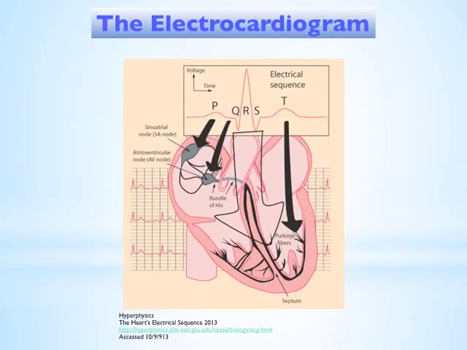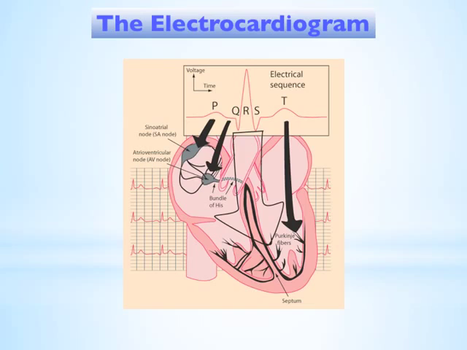Now we just explore those electrical signals in a little bit more detail. If you put some nodes on a chest wall, you can record these signals. This is an electrocardiogram or electrocardiograph, ECG. It's made up of the P wave, the QRS complex, and the T wave.